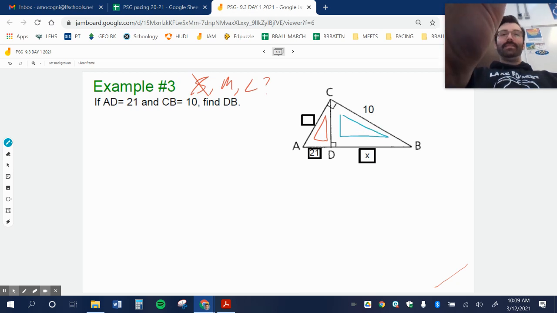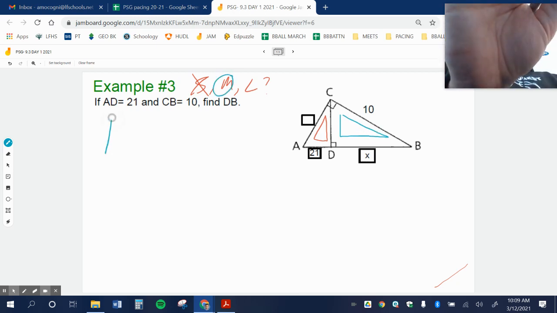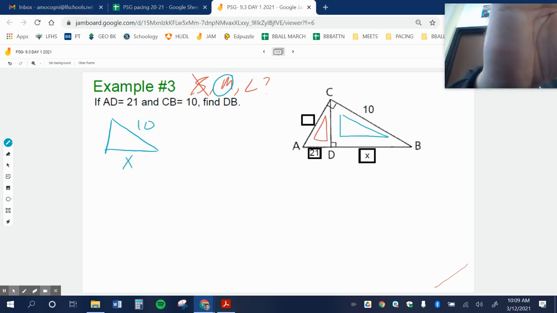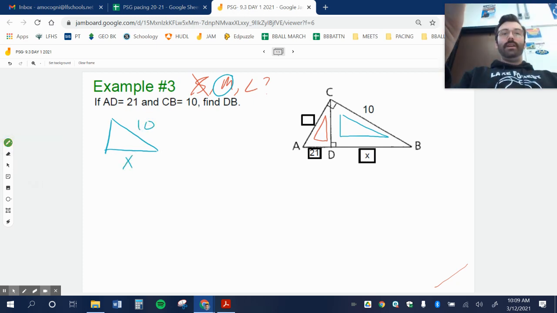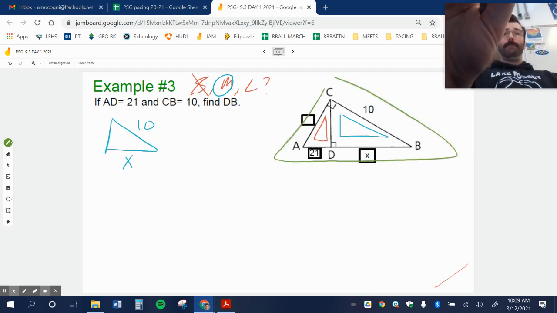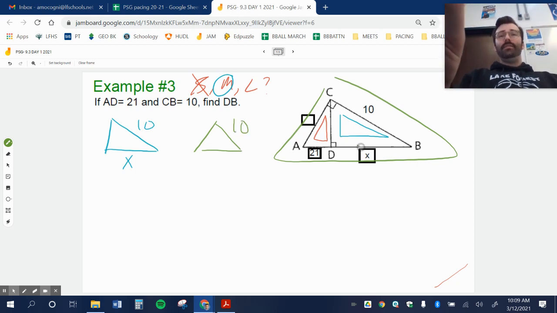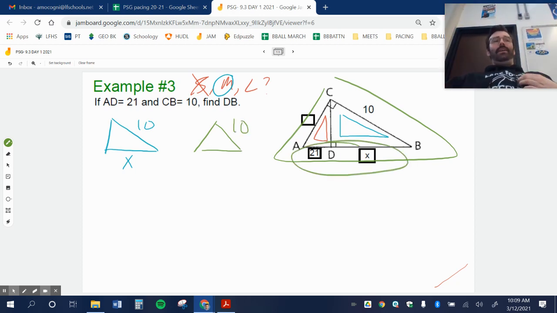All right. So I look at the medium triangle here. Oh, look, I have x and 10. I want to use that. X and 10. And I look at the large triangle as well. Oh, look, I have 10 and this whole side here. So how do we write that as an expression? How do we write AB? What do we use for our expression for AB using 21 and x?